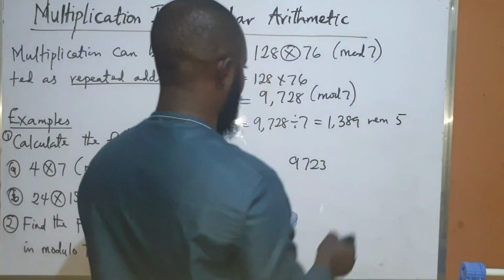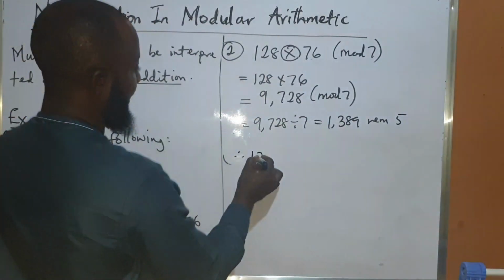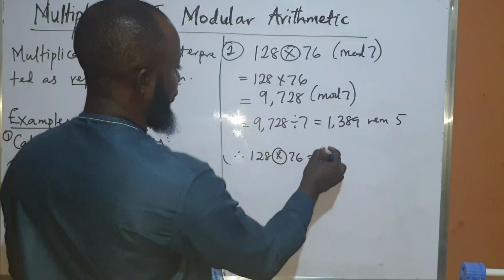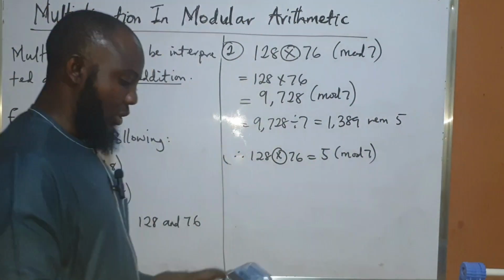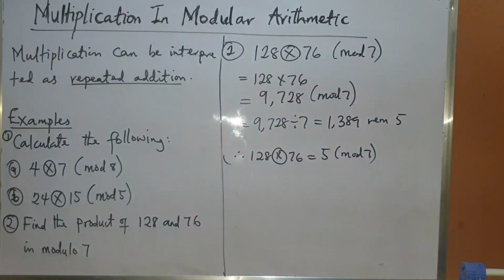Remainder was 5. So therefore, you say that 128 multiplied by 76 equals 4.5 mod 7. I hope this is clear. So this is multiplication of modular arithmetic. But we're not going to stop here.